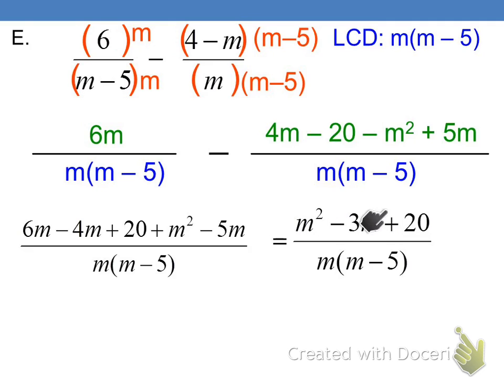Do we know anything that multiplies to 20 and adds to negative 3? No. What are the ways I can make it 20? 2 and 10. I actually have a question for one of the steps.